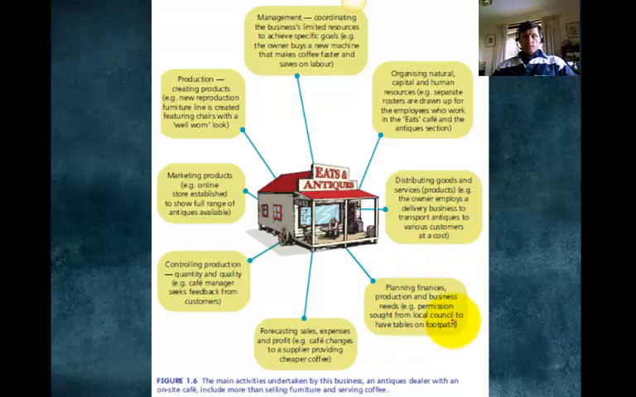Planning finances, production and business needs. Forecasting sales. Now this is an important part of planning in business, and we need to know whether we're going to have a shortfall in cash or going to make a profit in the future. And if we don't, we obviously need to change things. Controlling production, the quantity and quality of the coffee that's served up. And of course people got to know about our product, so we need to market. For example, we can have an online presence or use social media.